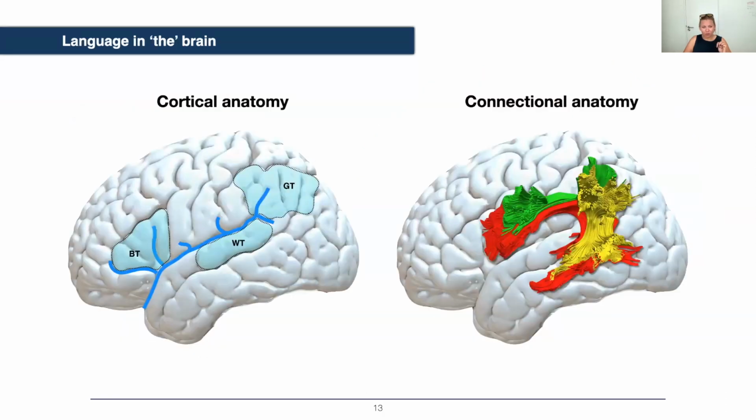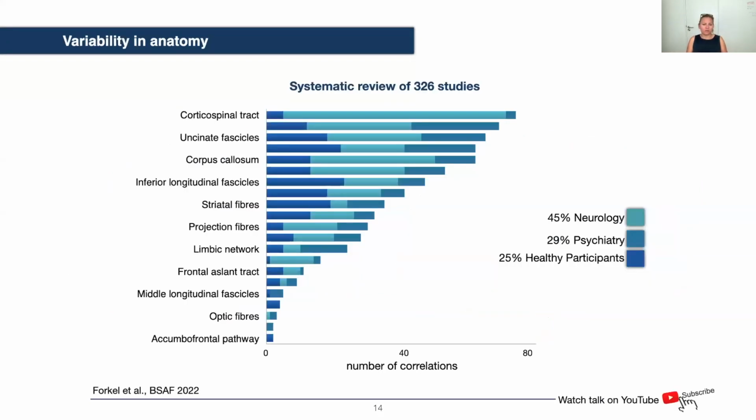Now, another problem that we have with this stereotypical view of language in the brain is that we recently did a review of the literature looking at 326 studies that looked at structural variability and differences in cognitive functions in healthy controls, neurological and psychiatric patients. And there's three things that we learned from the study.